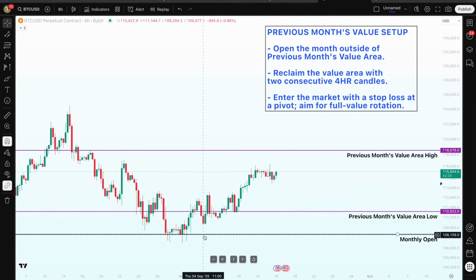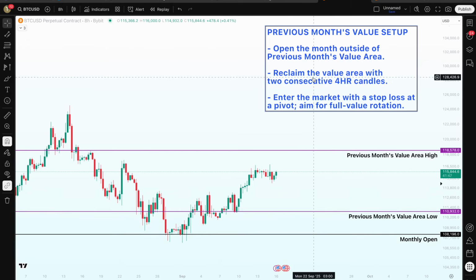As you can see, the monthly open is below the previous month's value area low, which means it's outside of the previous month's value area. Now, this is checked off. The second one, we need to reclaim the value area with 2 consecutive 4-hour candles.